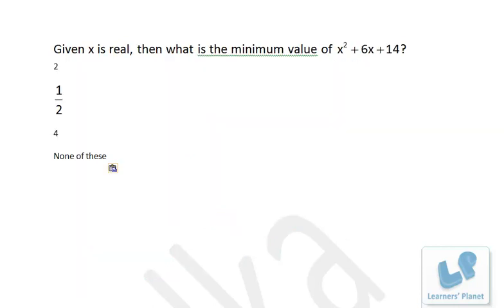Now when x is real, what is the minimum value of this given expression? See, whenever you have to find out the minimum value of any quadratic or cubic equation, what you can do is just convert them to a perfect square number or perfect cube number, right? So x square plus 6x plus 14 can be written as x square plus 6x plus 12 plus 2. So that is x plus 6 whole square plus 2, right?